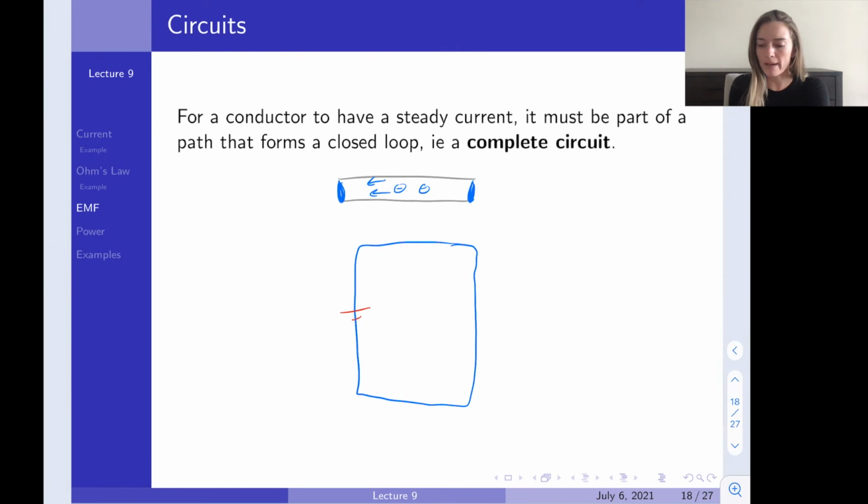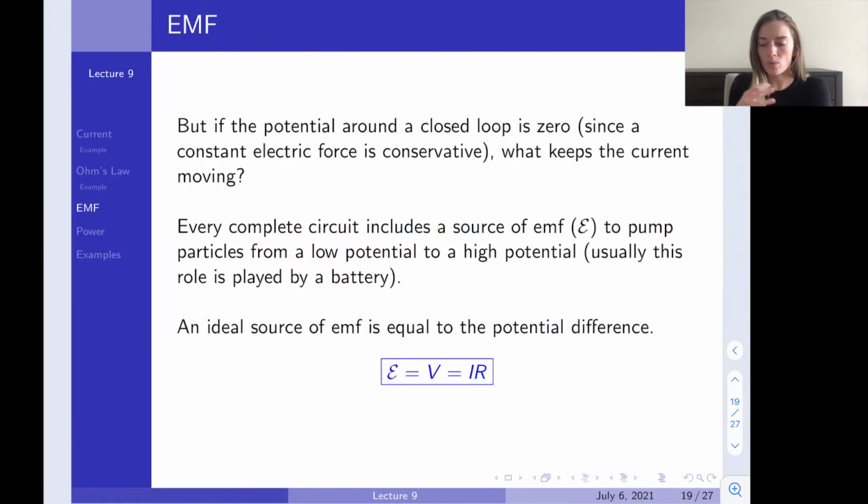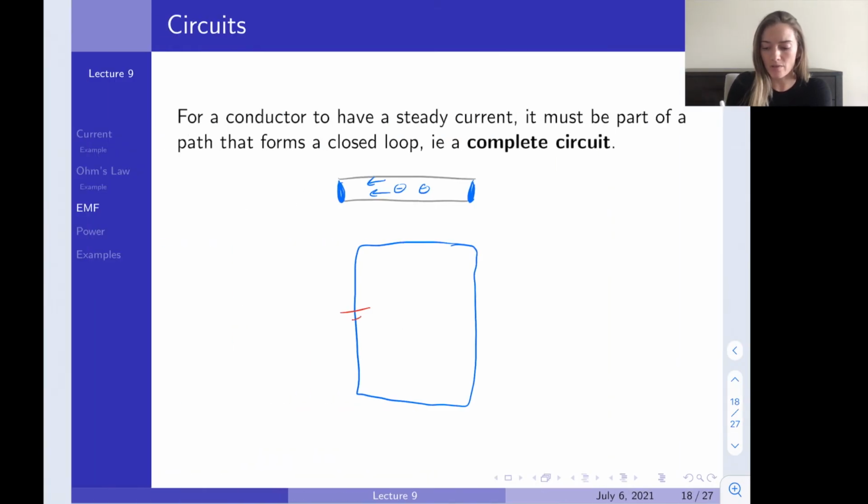So let's talk more about this potential that the battery supplies. We know that for an electric field, the potential around a closed loop is zero, right? We said that the potential around any closed loop will be zero since the electrostatic force is a conservative force. So when your electrons start here and go around your circuit, they're going to be back at zero potential once they come back around.